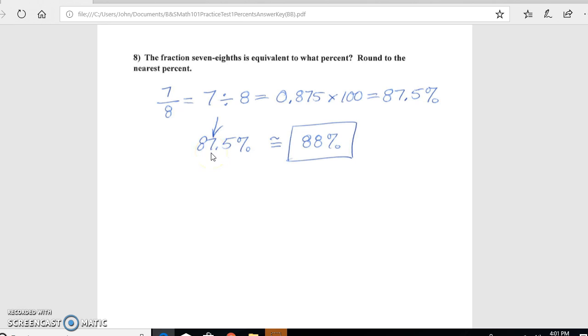Now in this problem it says round to the nearest percent, which is the ones place here where the 7 is. That's where we want to round, and so we always look at the digit to the right. In this case it's 5 or greater, which means the 7 has to go up to an 8, and rounded to the nearest percent we have 88%.